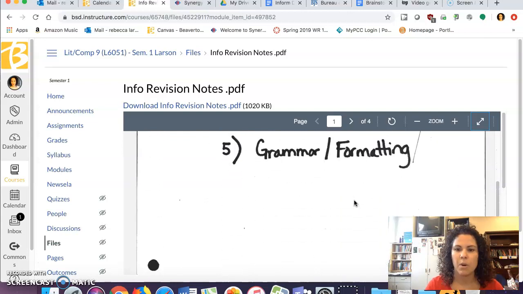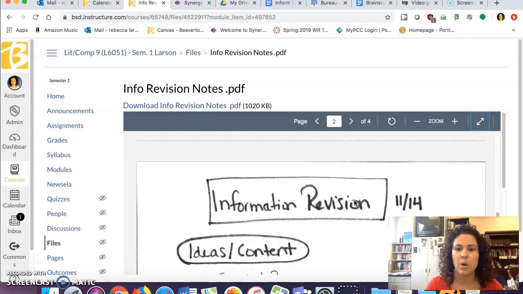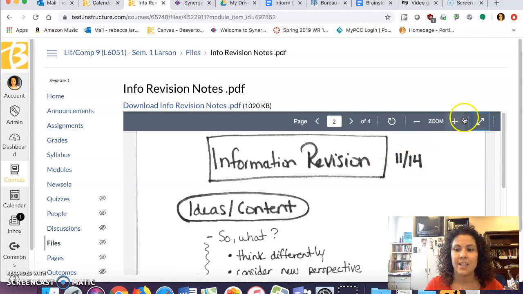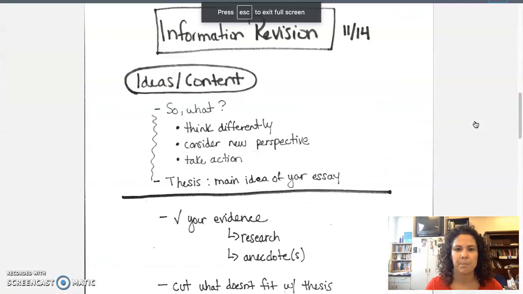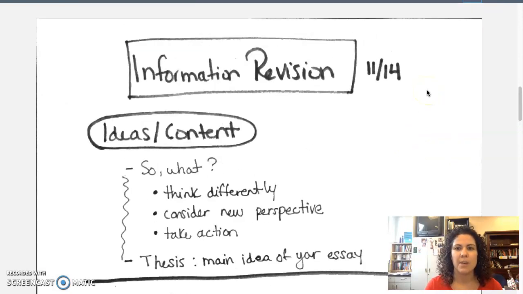So the first thing we're going to do is look at ideas and content. So I'm going to make this big for you. Here we go. So ideas and content, make sure you're taking this information down. You want to be writing this down in your notebook. So first you want to connect with your ideas and content. You want to have the reader walk away after they read your topic saying, so what? Now what should I do?